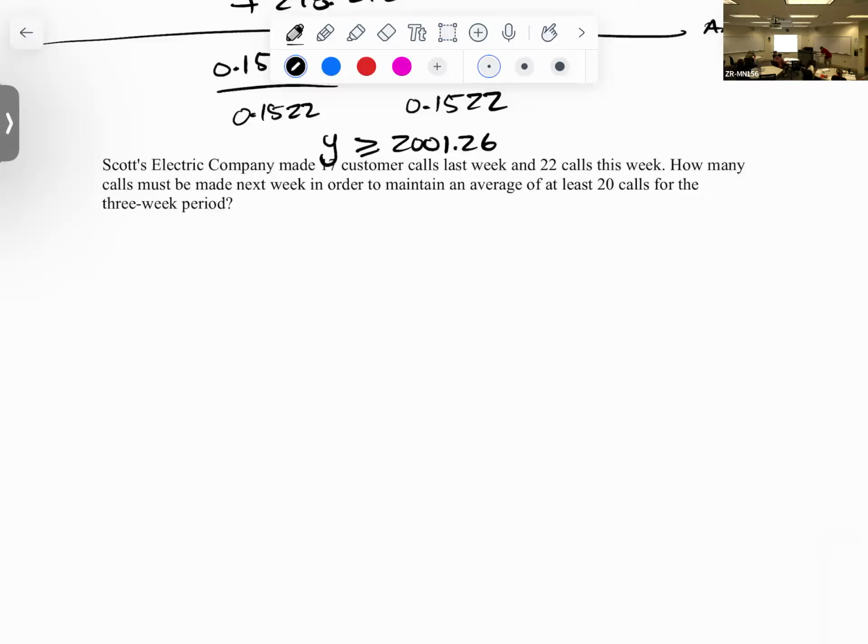All right, Scott's Electric Company made 17 customer calls last week, 22 calls this week. How many calls must be made in order to maintain an average of at least 20 calls for a 3-week period? We've been seeing this a lot. What does average mean? All of them added up, divided by the number, all right?